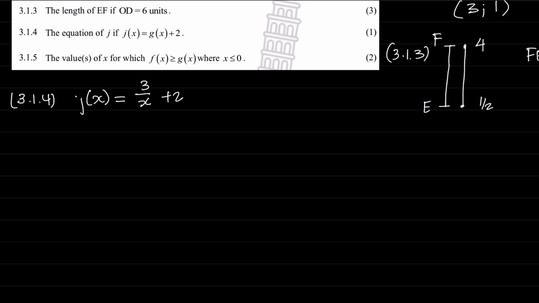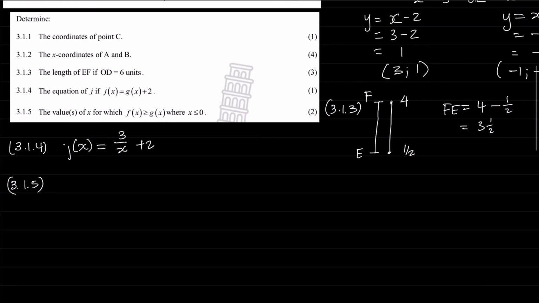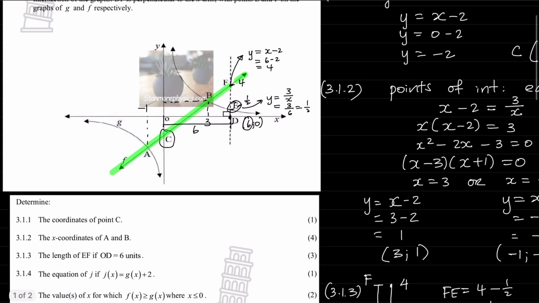And then 3.1.5, the question reads, calculate the values of x for which f of x is greater than or equal to g of x, where x is less than or equal to 0. Okay, so let's clear this space up now.